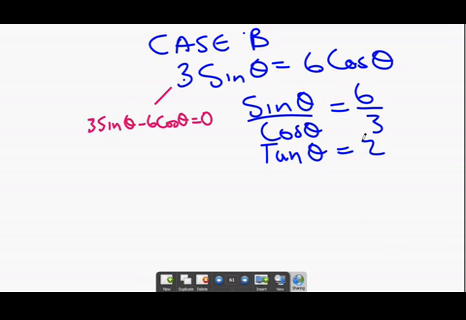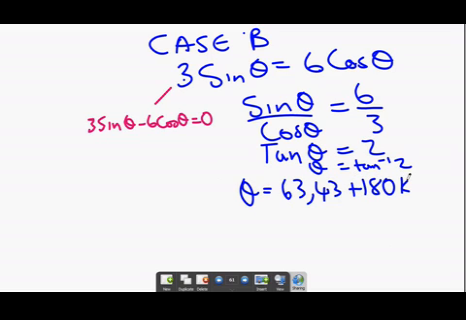So I'm now using tan to solve this equation, and I'm going to get the general solution for tan. So second function, tan inverse of 2, and that is going to give me 63,43. Remember, theta is equal to tan inverse of 2. So theta in this case is going to be 63,43 plus 180k, where k is an element of integers. Please do not forget to write k is an element of integers.